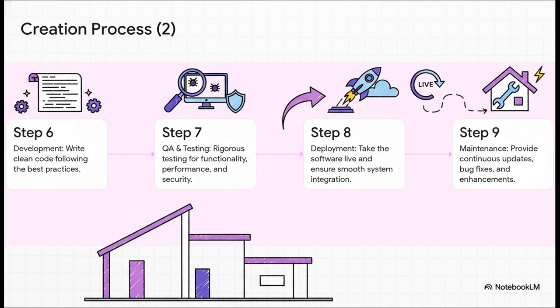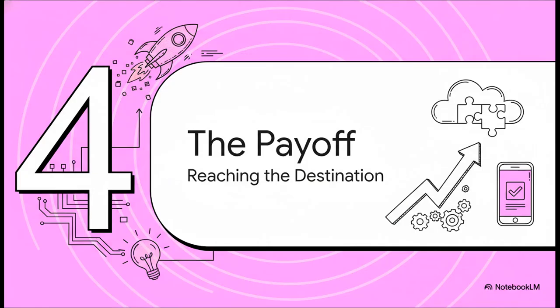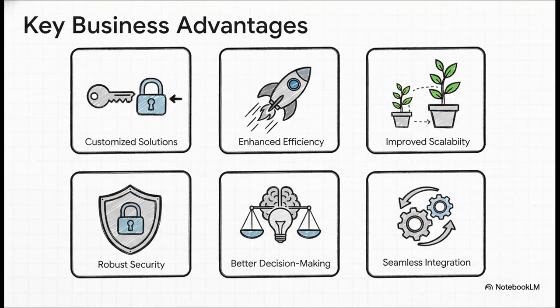Step 9, maintenance, is all the ongoing work, the updates and support to make sure everything keeps running smoothly for the long haul. So, after all that planning, all that building, what's the result? What do you actually get? Well, this is where the real business transformation happens. And this is where you really see the payoff.